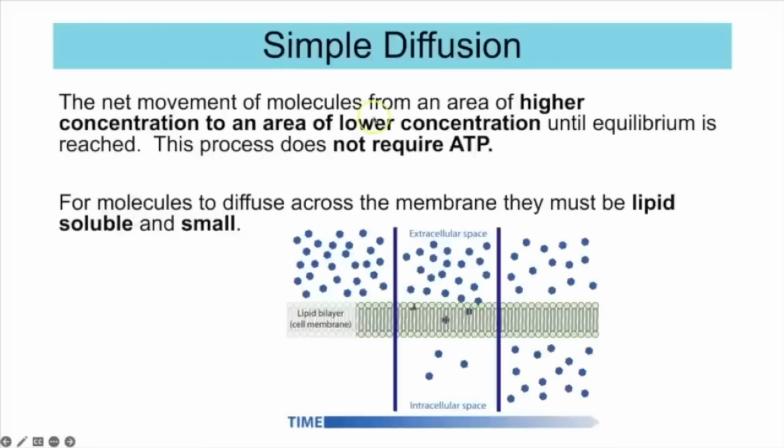This is the net movement of molecules from an area of higher concentration to an area of lower concentration until equilibrium is reached. This process does not require ATP. For molecules to diffuse across the membrane, they must be lipid soluble and small. And that's what we can see here. We've got a high concentration on one side of the membrane compared to the other, and these lipid soluble molecules then dissolve in that phospholipid bilayer and move down their concentration gradient. And this will continue until there is no longer a concentration gradient present.